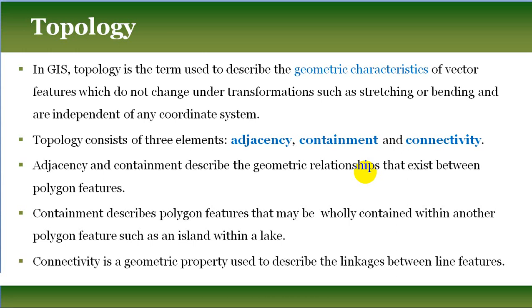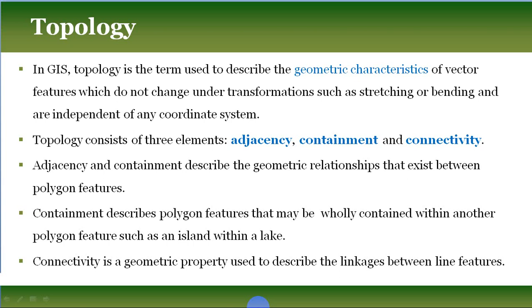Then comes connectivity. This connectivity is only applicable for line vector data, or line geometry. Connectivity is a geometric property used to describe the linkages between line features. Between two line features, whether they are linked, whether they are connected. This characteristic is represented and stored by topology, which is directly related to vector data.